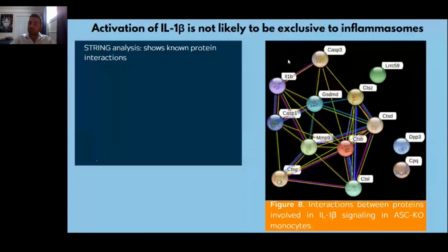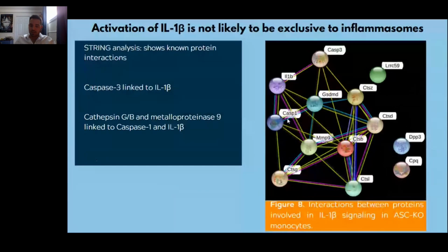So we analyzed them using a STRING analysis, which shows which are the interactions between these proteins that are already known in the literature. So for example, we have here our caspase-1, and we have here IL-1 beta, and we know that caspase-1 can activate IL-1 beta, so these two are linked here. However, we can see other interesting links. For example, caspase-3 here can also activate IL-1 beta, and it is not in the main inflammasome pathway.